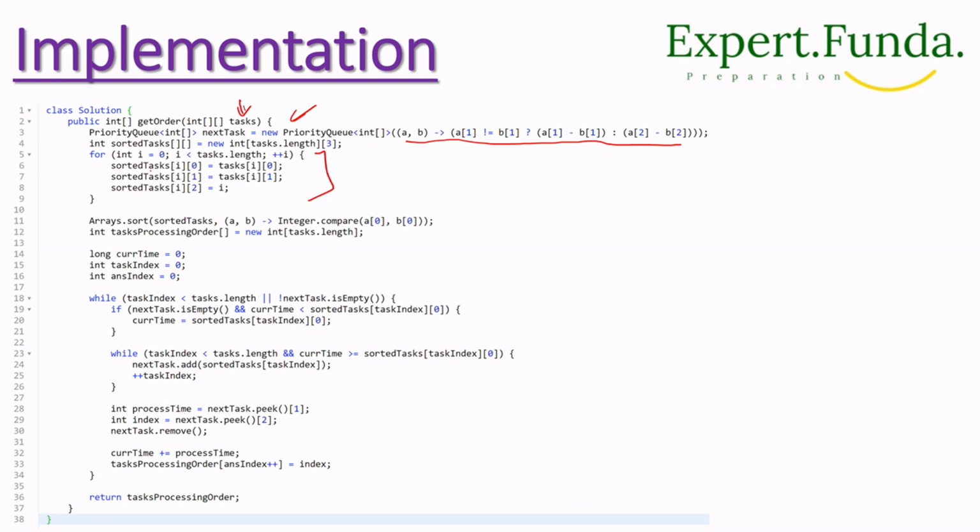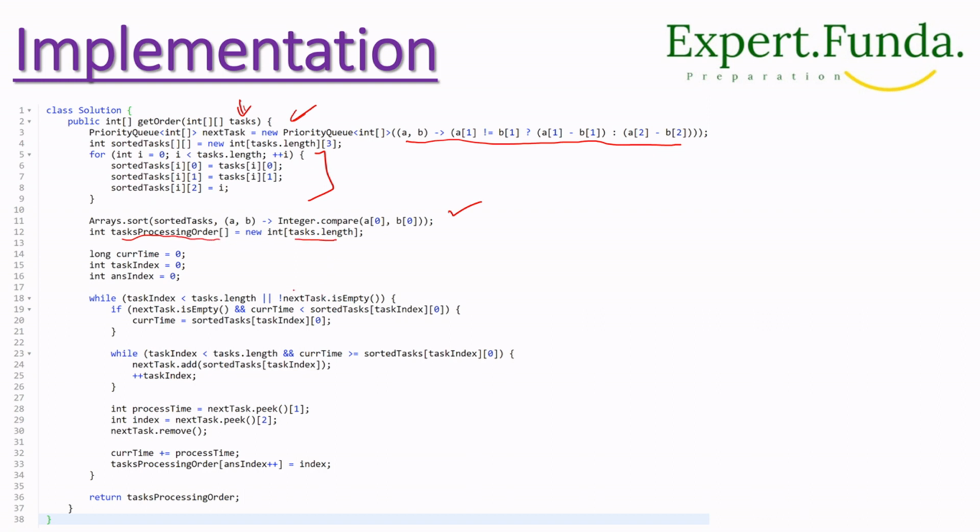right. Then we will take sorted task I0, and we will update from I0, right, and then I and 1, then we will use task of I and 1, and then sorted task is I of 2, and that is I. Like that we have to update our sorted task, right. And then we have to use Arrays.sort, in which we will pass sorted task and the comparator A, B. It will compare the values and sort all the sorted tasks, right. Then we will take a task processing order, and this is the same as the length.